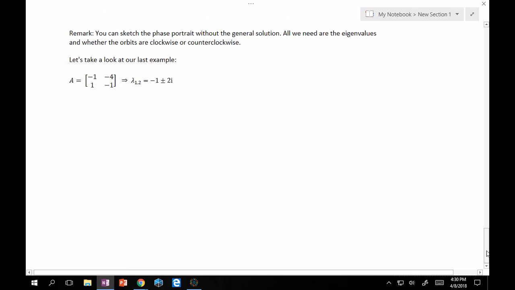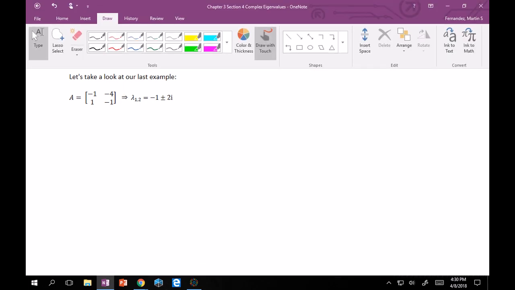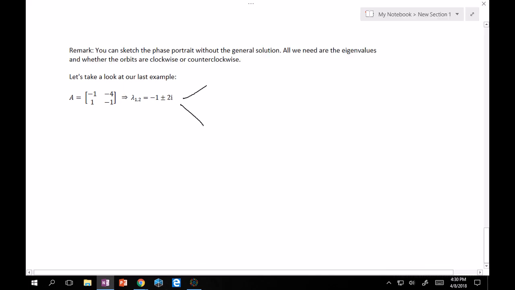We have minus 1 plus or minus 2i. In this case, alpha is less than 0, right? Which means that this must look like one of the two. It must either look like this, and it goes towards the origin. Or it must look like this, still going towards the origin. But which one?